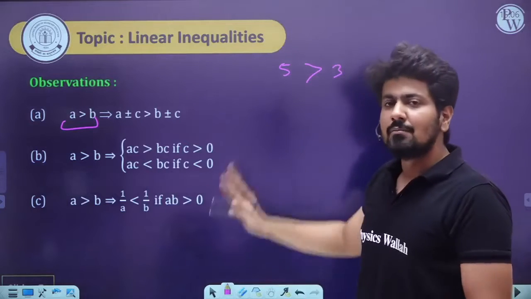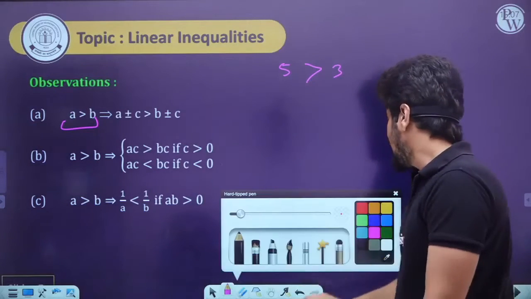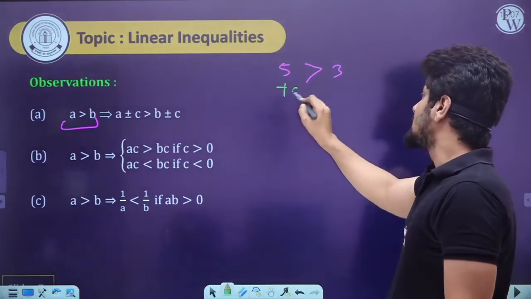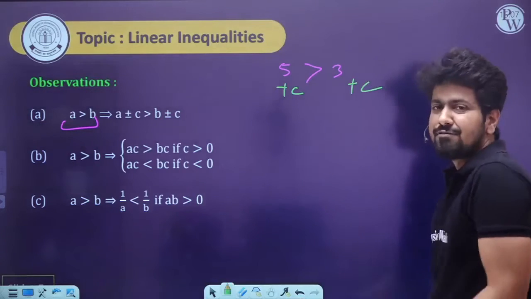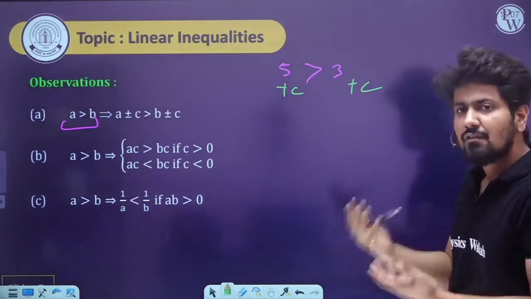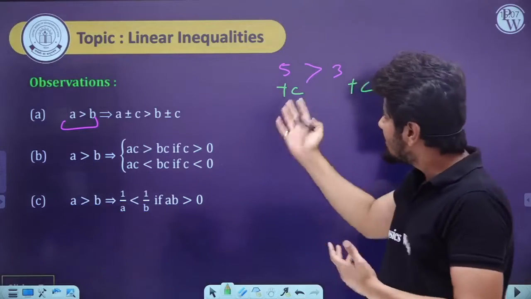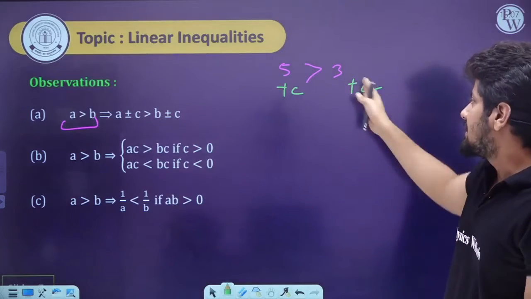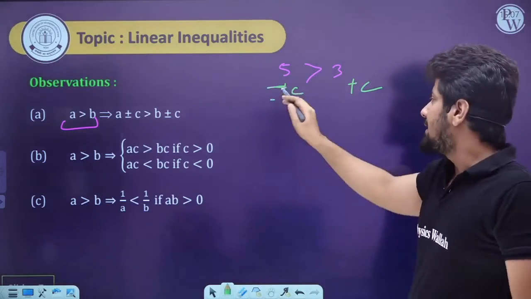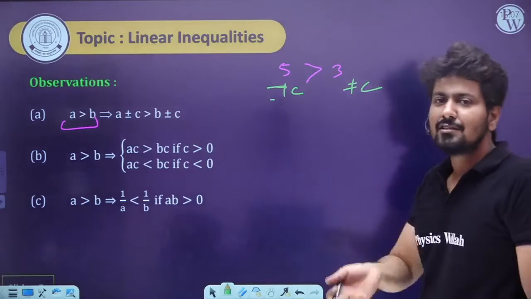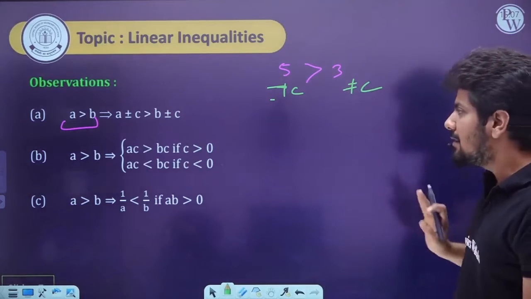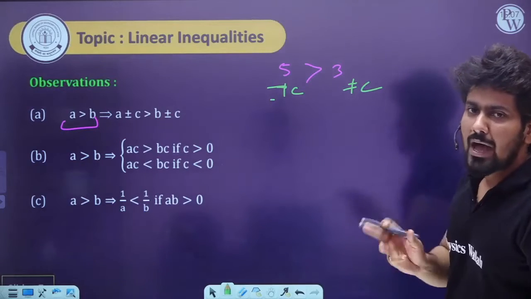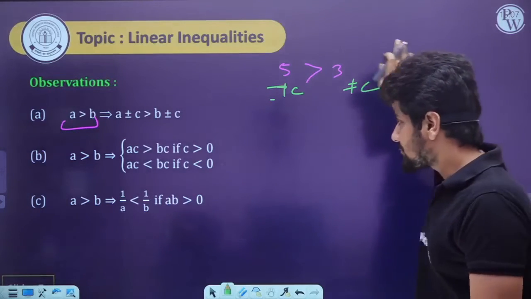Suppose we know that 5 is greater than 3. If I add any number to both sides, this will not affect the inequality. It is still true: 5 plus c is greater than 3 plus c, or 5 minus c is greater than 3 minus c. There will be no change in the inequality if you add or subtract a constant.